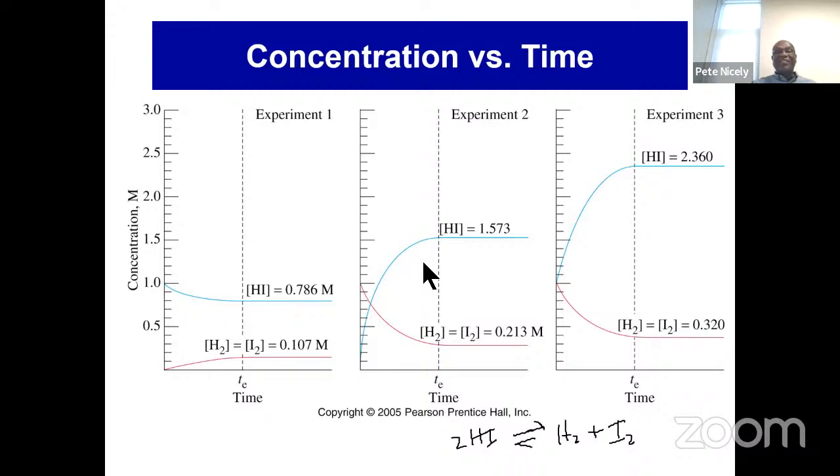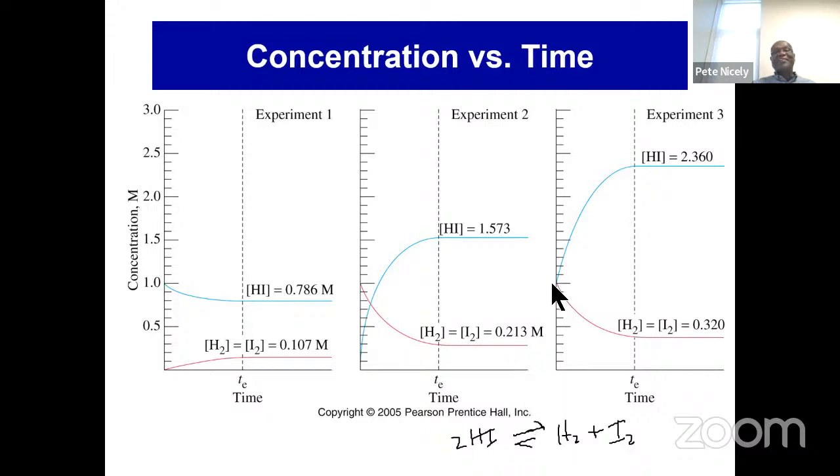In this particular case, you're starting off with no HI, and you're starting off with 1 molar concentration of each of H2 and I2. What happens in this case? The concentration of HI increases from 0 to 1.573, and the concentration of both H2 and I2 decreases from 1.0 to 0.213.